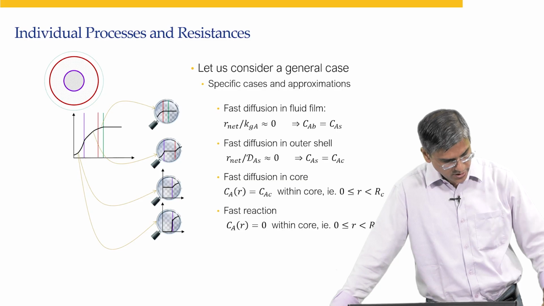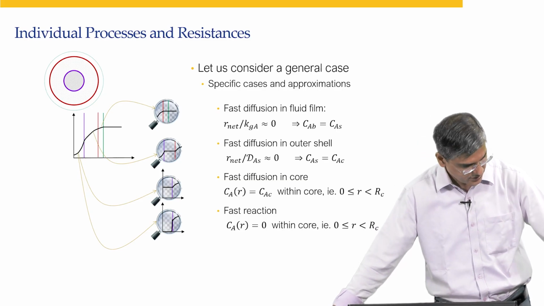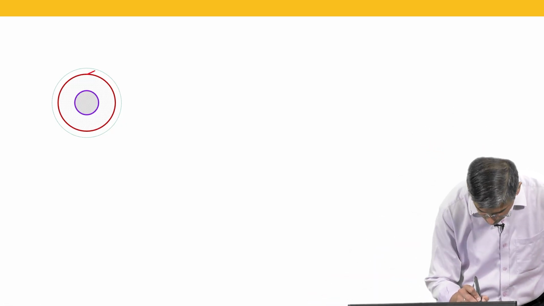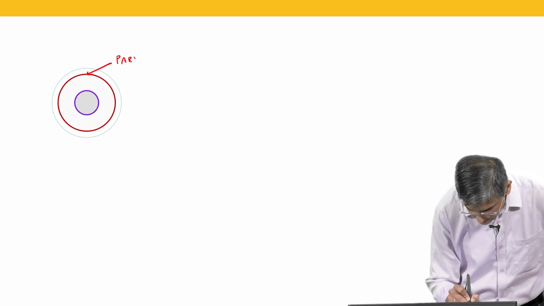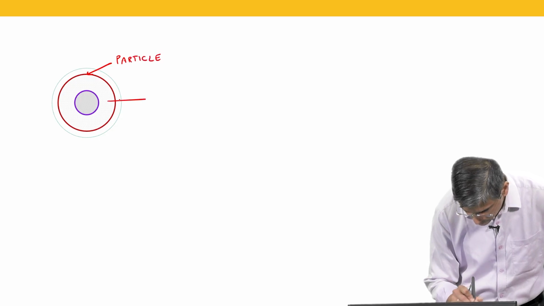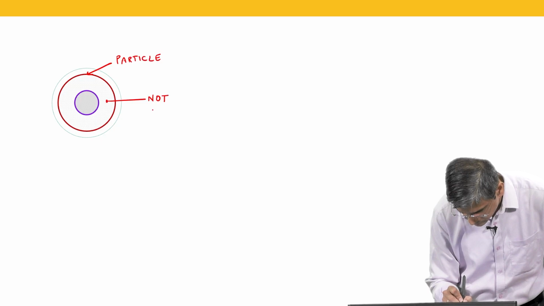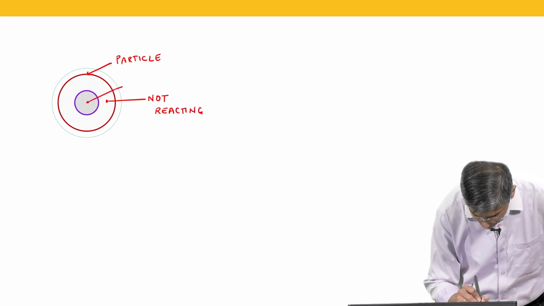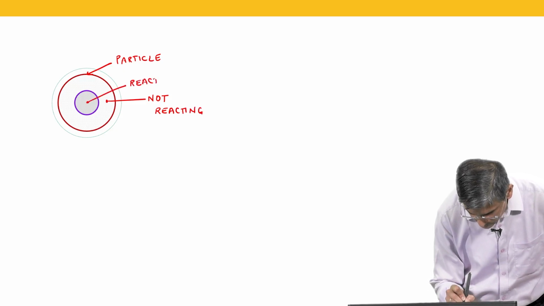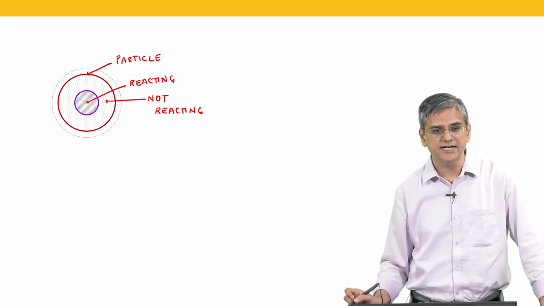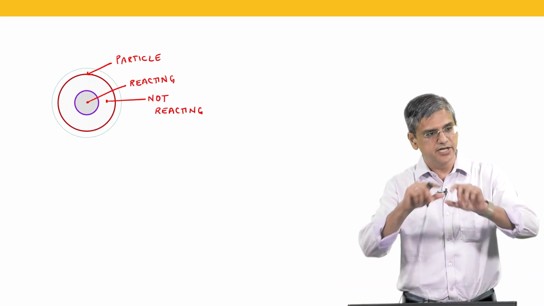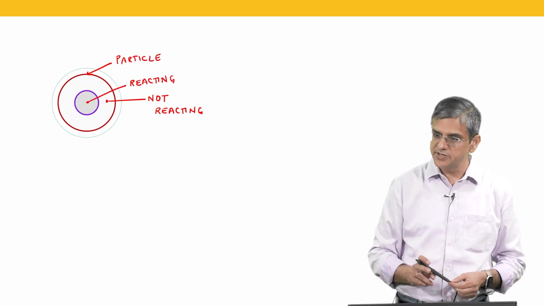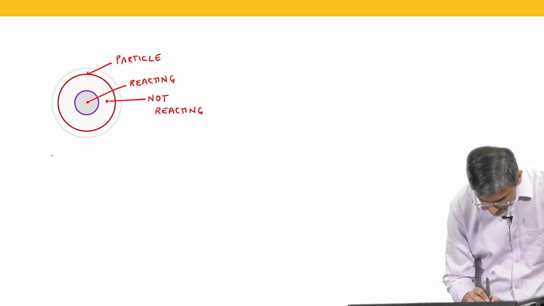Okay. So, this is something that we would consider. Let us say we have, okay, let us do this. This is the particle, not reacting because there is no longer B present in the outer shell. The inner core is reacting because there is B still present over there.